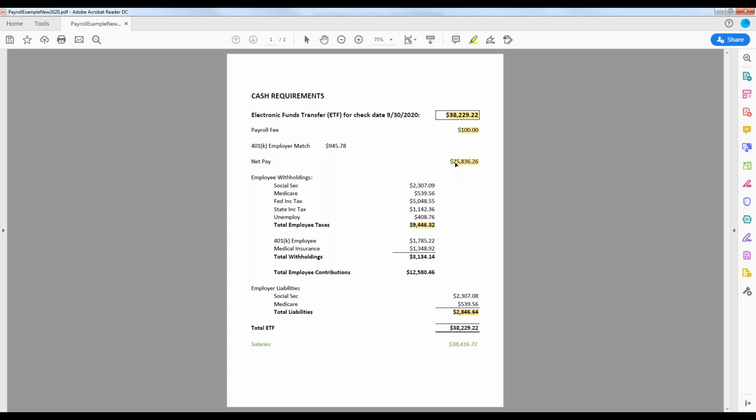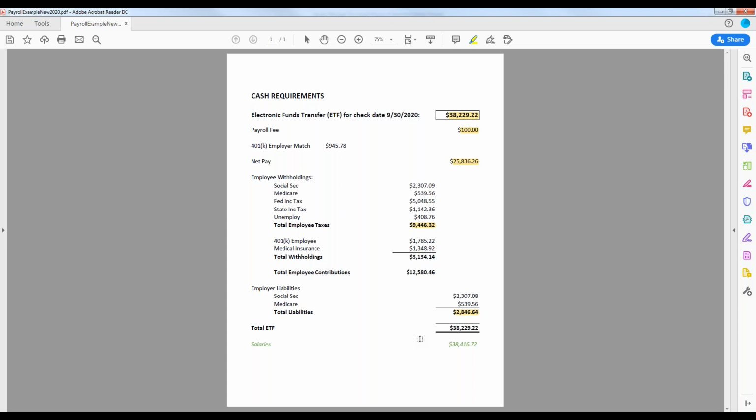So you can see the 25,836.26 and the 12,580.46 equal our 38,416.72. That is our total salary. My report already had it on there for me, but you can easily back into that information yourself rather than looking through a whole bunch of reports to try to track it down. All that information is right on these individual reports for you.